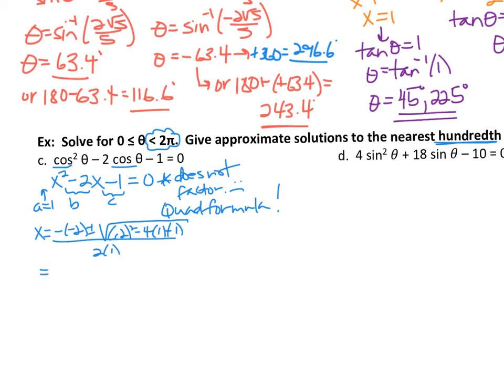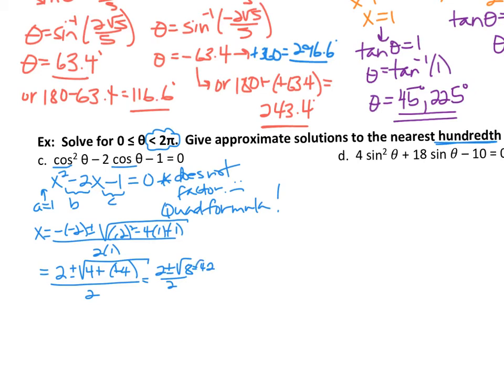This simplifies. We have a double negative, 2 plus or minus. On the inside, negative 2 squared is 4, and then 4 times 1 times negative 1 is negative 4. So it becomes 4 minus negative 4, which then changes to positive. And that gives you 2 plus or minus the square root of 8. The square root of 8 breaks down into 4 times 2, and then that would become... that's not where I wanted that equal sign. Sorry, I want the equal sign after that.